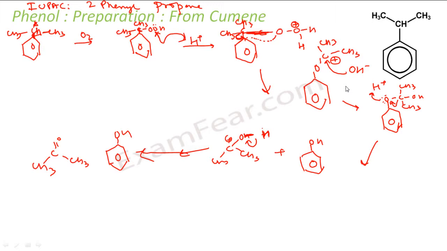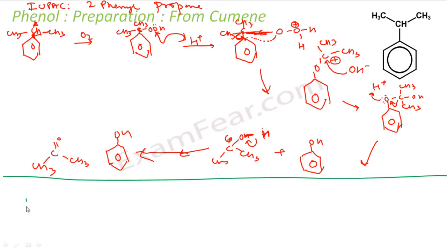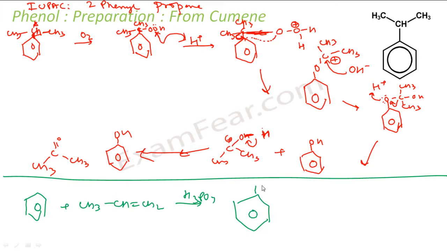Correct. Now the question is how to get cumene. Since we are using cumene, we should know how to make cumene, right? So let me draw a line. What you can do is take benzene and add propene, in the presence of some acid, maybe H3PO4, and you will get cumene. CH3, CH3. Yes, this is what you'll get.